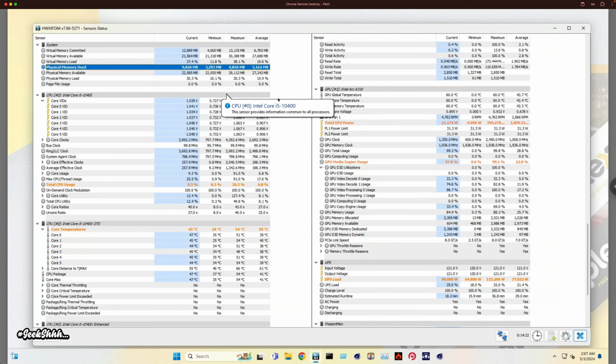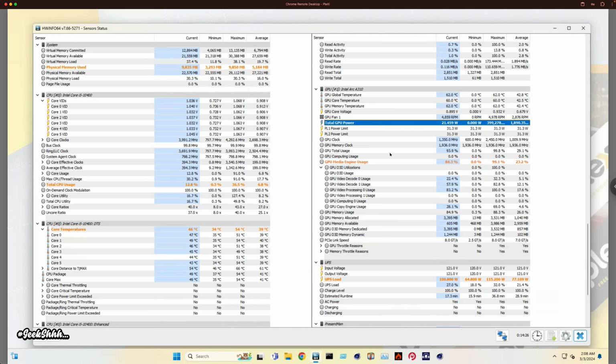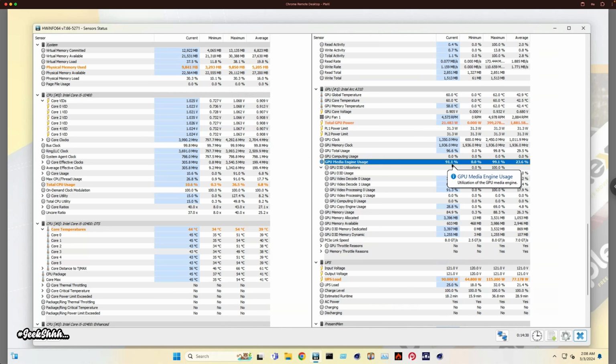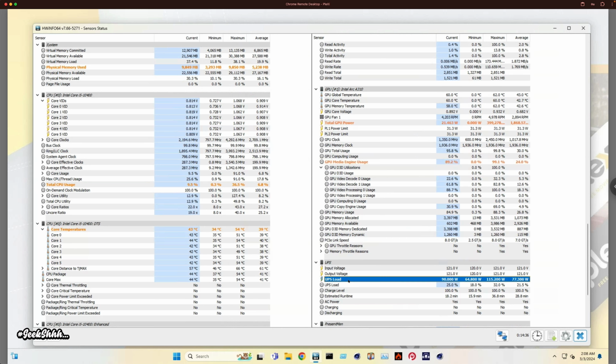Check back in with the system, man. Where are we at? 21 watts. We jumped up to 21 watts. This is very low. All right, man, we're jumping up to 90. That's not a good sign. System, overall system use, 90 watts to 100.